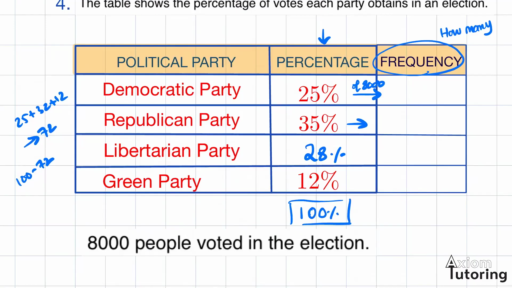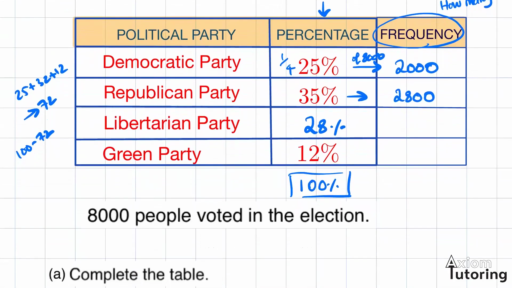25%, the easiest way to do that is to turn it into a fraction. And there's some fractions worth remembering. 25% is a quarter. So we would do 8,000 divided by 4. And that means that 2,000 people voted for the Democratic Party. 35% should be more. So just keep in mind that your answers should make sense. 35% of 8,000 is 2,800.